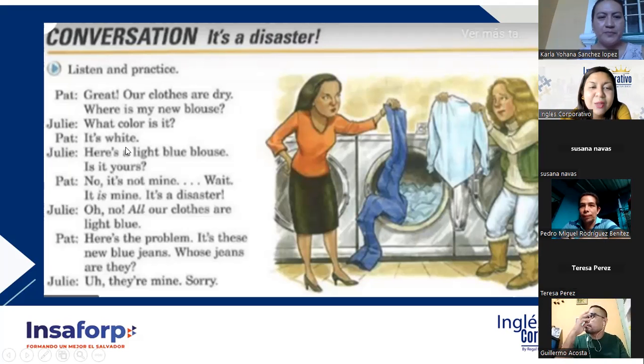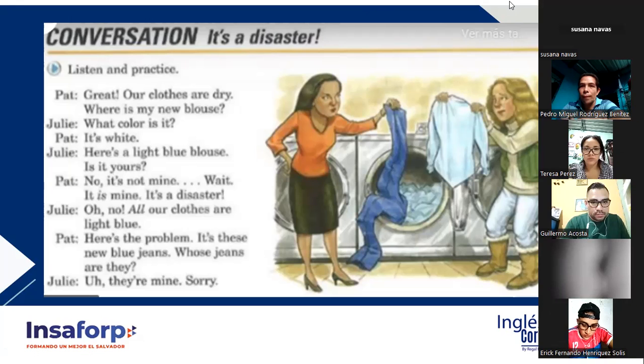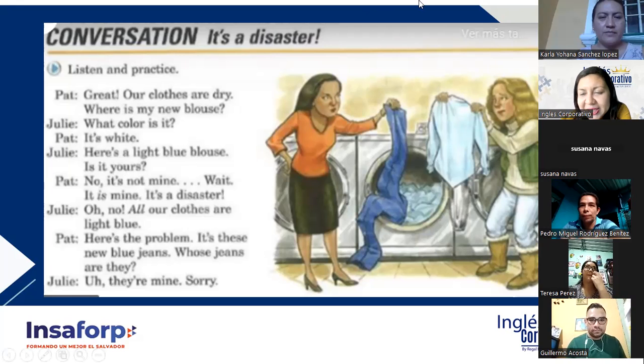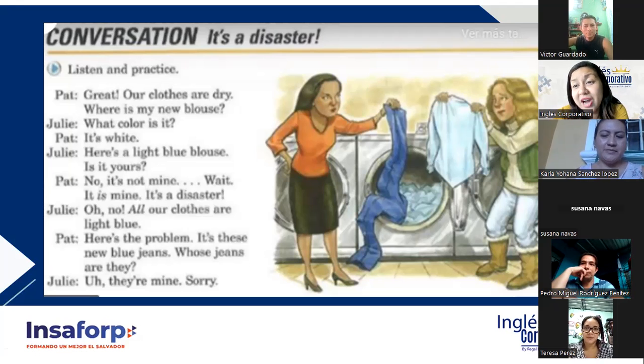Okay, entonces ahora necesito 2 voluntarios para que lean la conversación. 2 volunteers. A ver, sin pena, sin miedo al éxito, sin miedo a hablar inglés y aprender. Estamos aprendiendo. Nobody's perfect. Okay, Víctor, and Susana. Lo intentaré. Yes, así tiene que ser. Si nunca lo intenta, nunca sabrá, dice la canción. If you don't try, you'll never know.